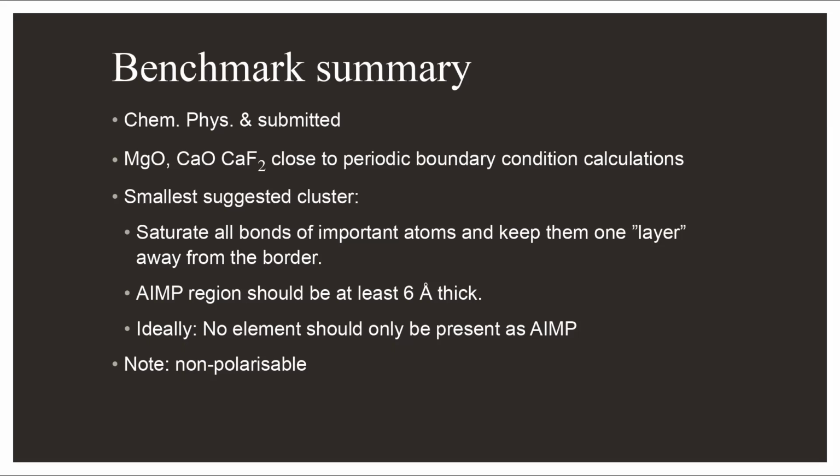Some suggestions, if you want to use this method, is that you make sure to saturate the bonds of all your important atoms in your region. So if you think that this is the part of your material which is most important, then the bonds should be saturated. The AIMP region should be around 6 angstrom thick, because then you will no longer see any differences with increasing or decreasing the size of this region. And of course, ideally, no element should be represented only as AIMPs. So if you take magnesium oxide, you should not have, for example, magnesium fully represented as AIMPs. You should actually have real magnesium in your system as well. You would think that's very obvious, but good to know.